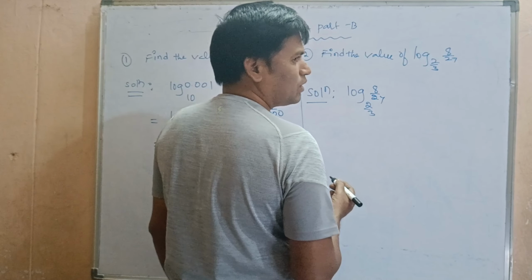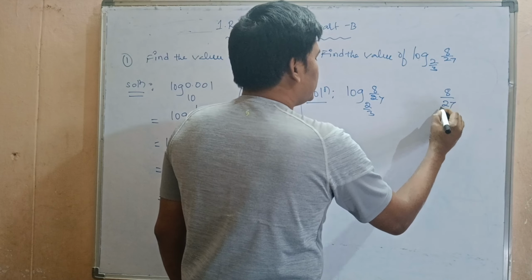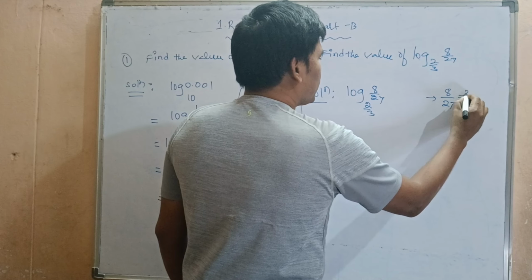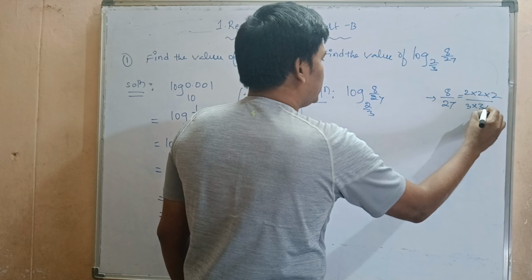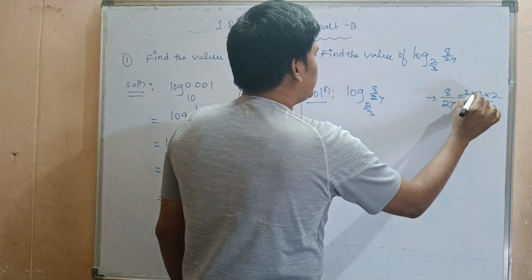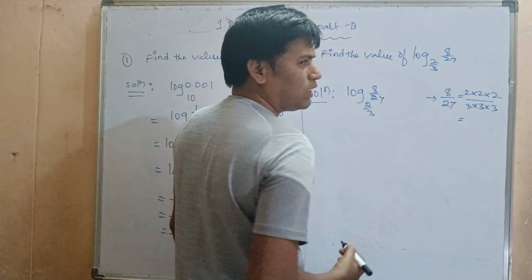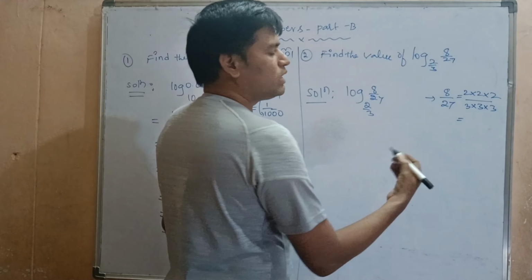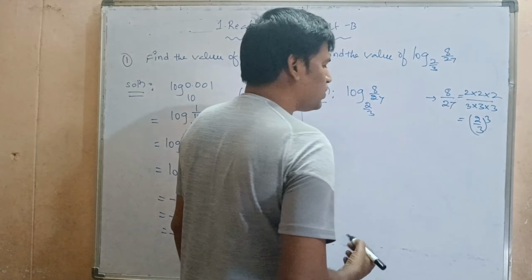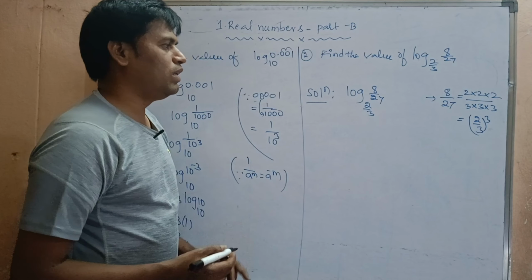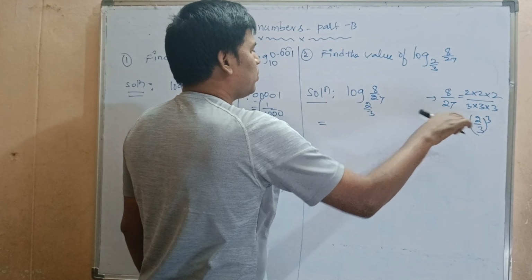How are you converting it? Observe 8/27. I am writing this as 2 into 2 into 2 by 3 into 3 into 3. Here 2 into 2 into 2 is 8, and 3 into 3 into 3 is 27. That's why I am writing (2/3) whole power of 3 is equal to 8/27. In place of 8/27, I am taking (2/3) whole cube.